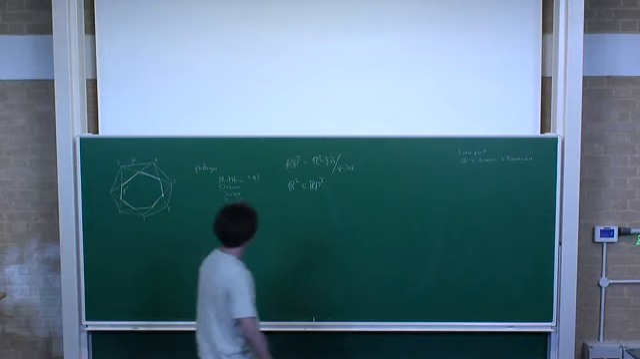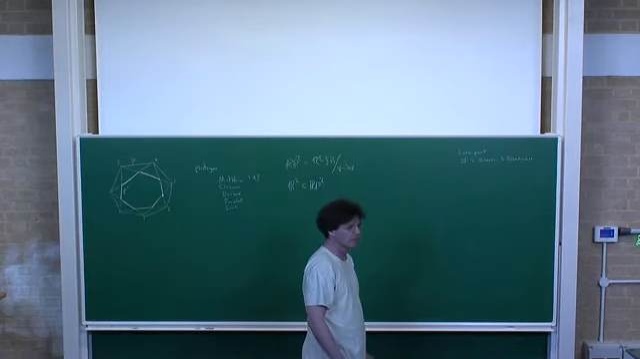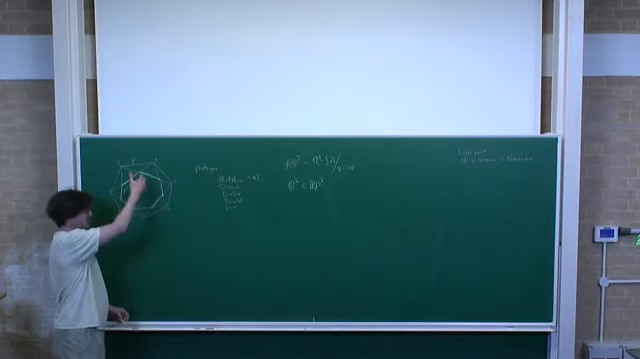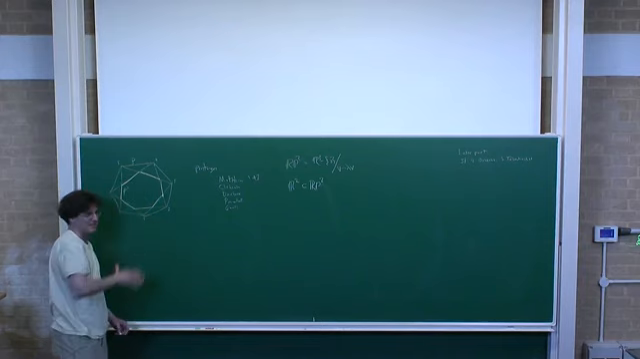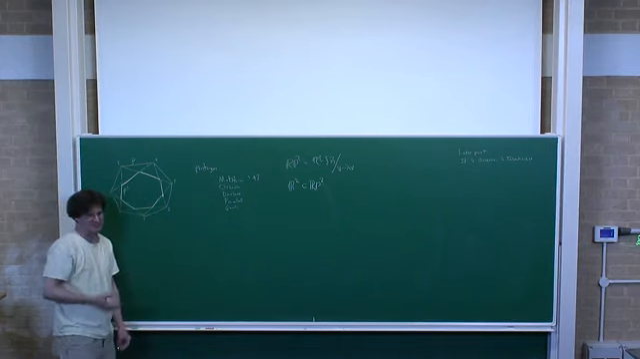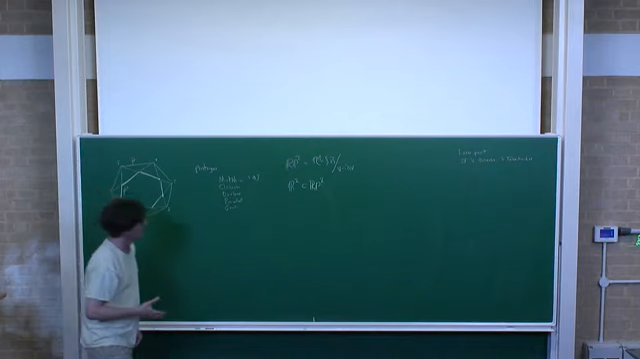Do you fix the number of vertices? Yes. The nice thing about this is if you fix the number of vertices, then P and P prime have the same number of vertices. So that's a nice feature of this construction.